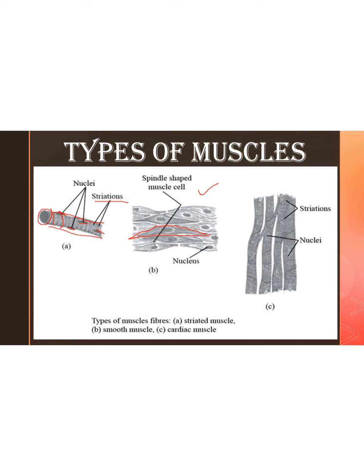And basically this one cell consists of only one nucleus, so we call it a uninucleated muscle cell. Okay, and its function is to provide support to the internal organs like your stomach, your intestine, your alimentary canal, your liver. So all these organs are made up of your smooth muscles and they are very elastic in nature.